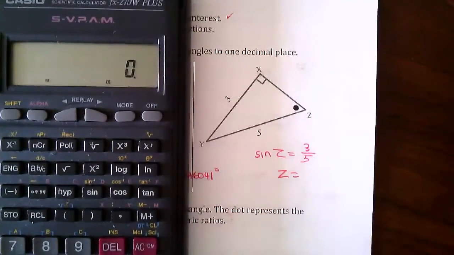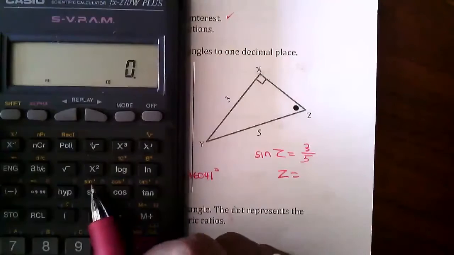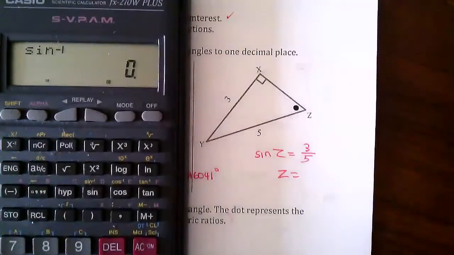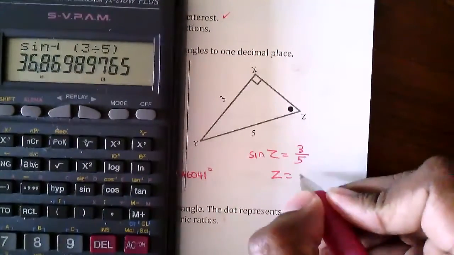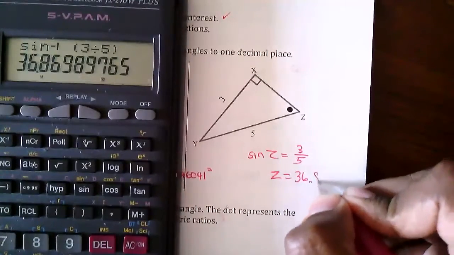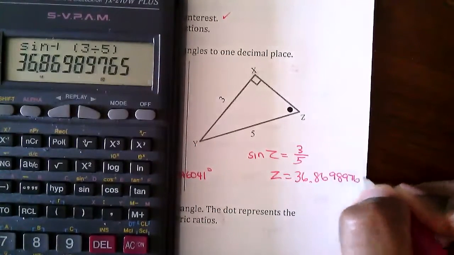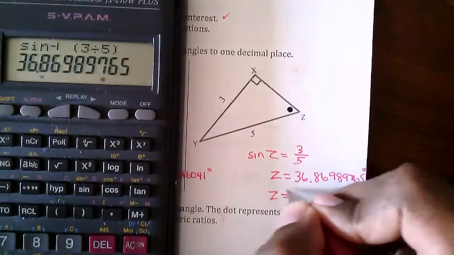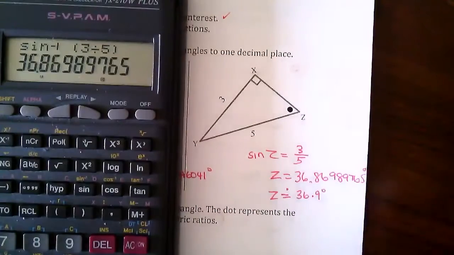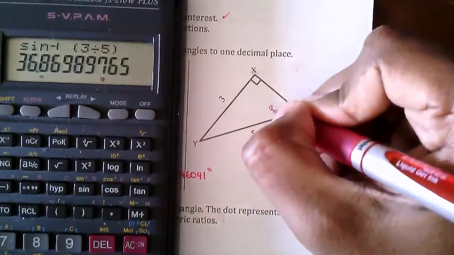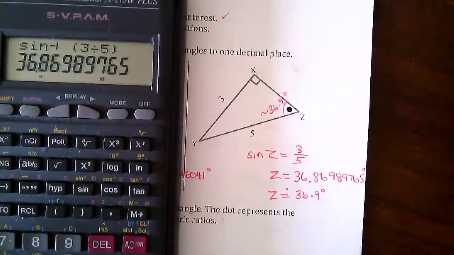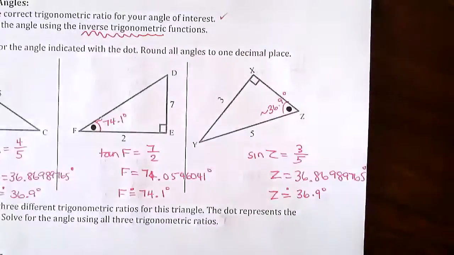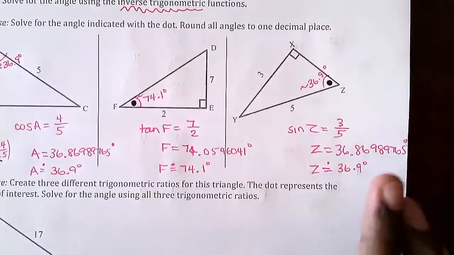In order to do that, I need the inverse trig ratio. So I was dealing with sine, but its inverse would be shift sine. And then again in brackets, I'm going to write out the ratio 3/5, which gives me 36.869896765 degrees. So that's about 36.9 degrees. Again, only if this angle is 36.9 degrees can I make this particular trig ratio. So hopefully that's clear on how you can solve for these angles.